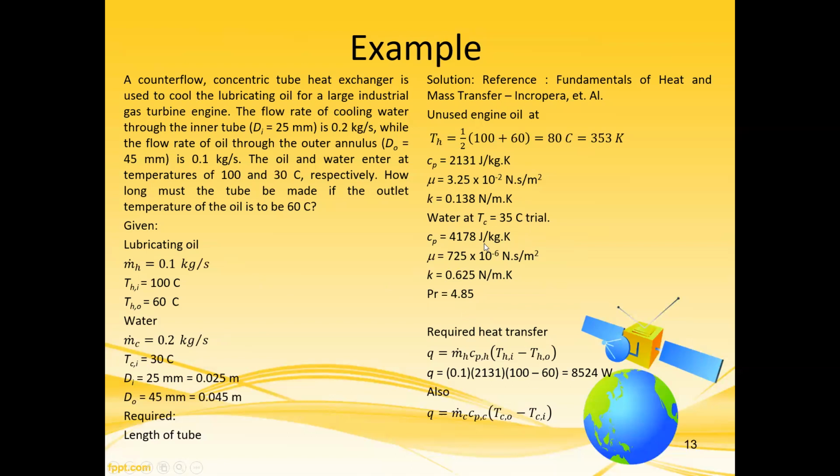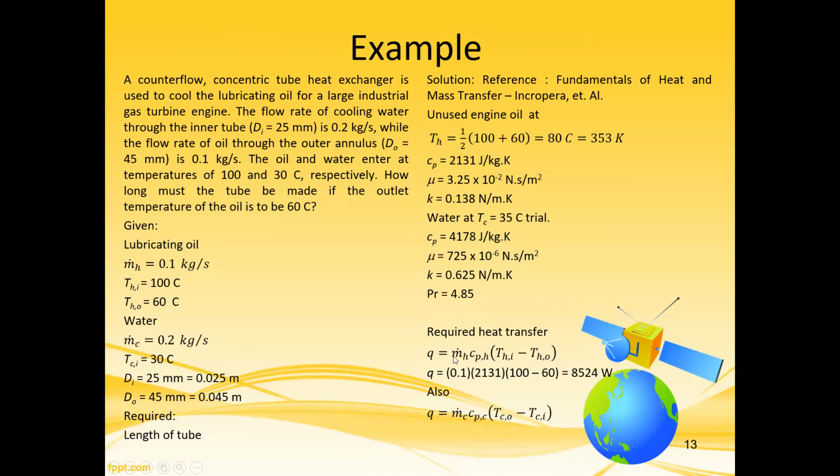C_p is equal to 4178 joule per kilogram Kelvin. Mu is 725 times 10 to the negative 6 Newton seconds per meter squared. k is 0.625 watt per meter Kelvin. Pr is equal to 4.85. These symbols, Pr, Reynolds number, Grashof number, don't italicize them.